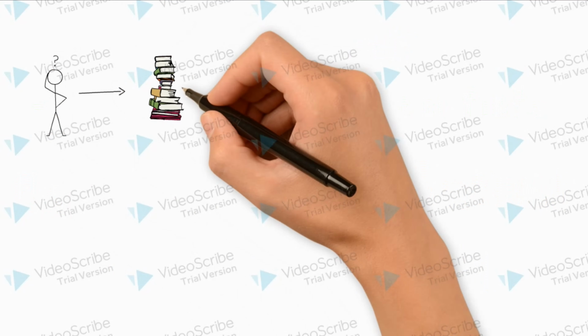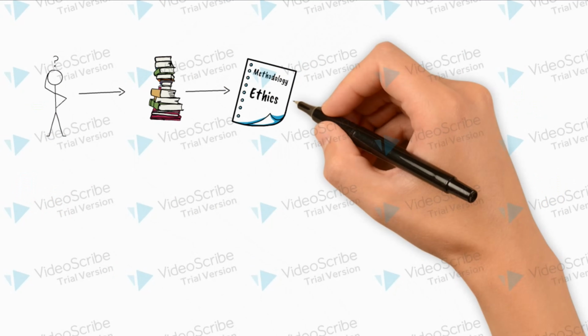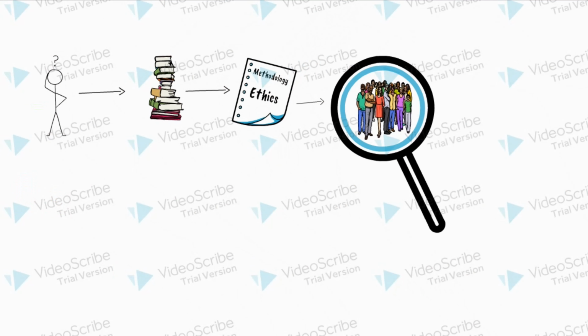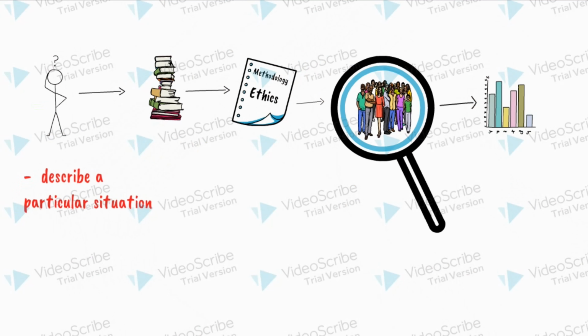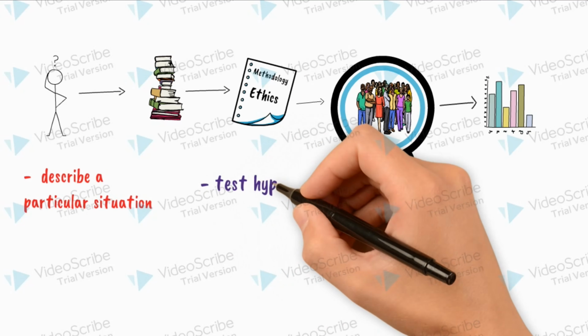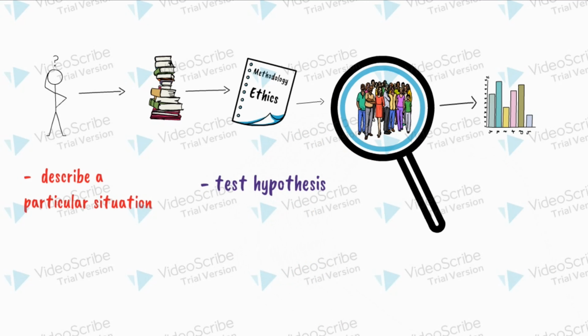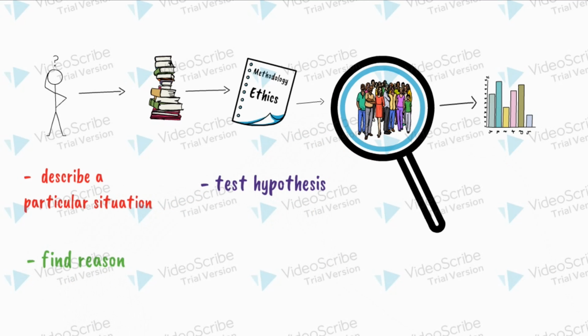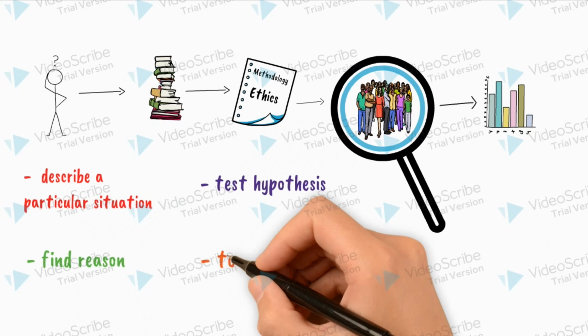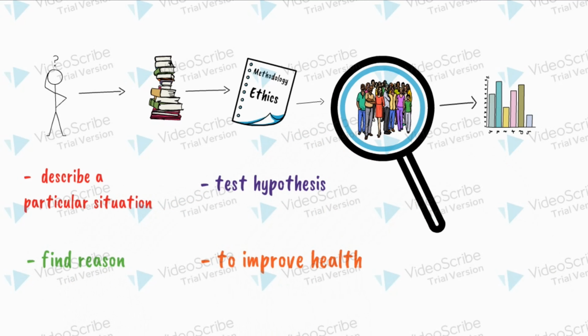And there are various steps while conducting the research, and the steps should be planned carefully. The research is either conducted to describe something, like a group of people or event, or to test a hypothesis, and we even do research to find the reason behind something. Whereas in the context of public health, we do research to improve the health of the people or community.